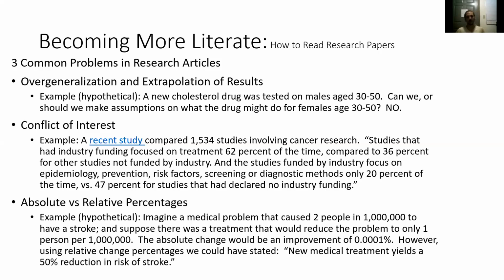This last idea, absolute versus relative percentages, kind of relates back to the idea of p-hacking, where I can have a data set, and depending on how I use math to move the numbers around, I can make it appear as if the data is saying very different things. In this example of percentages, if we have a medical problem that causes 2 people in a million to have a stroke, and then we get a treatment that reduces it to 1 person in a million, we can say, wow, 50% reduction, fantastic, amazing, what a great treatment. But we can appreciate that the absolute change is very, very insignificant. It's not helping that many more people in the population.